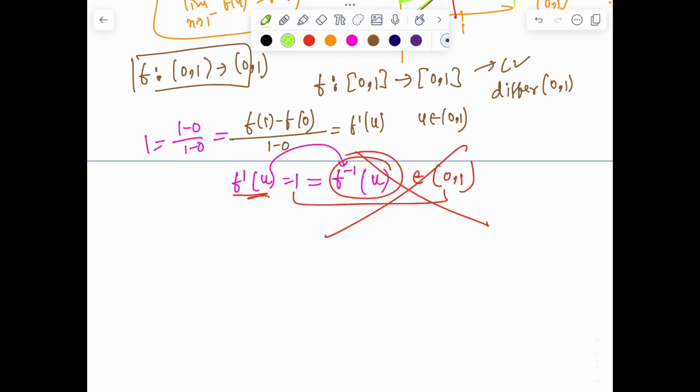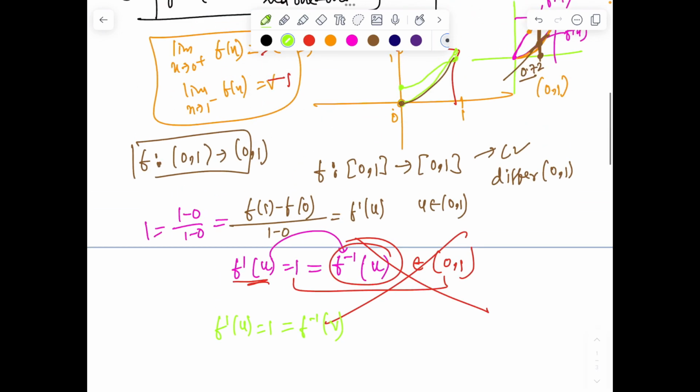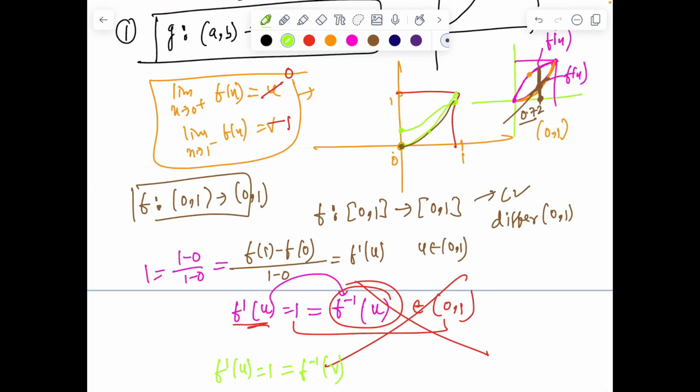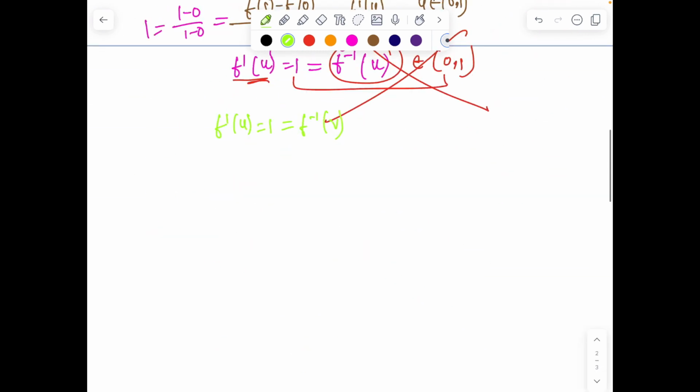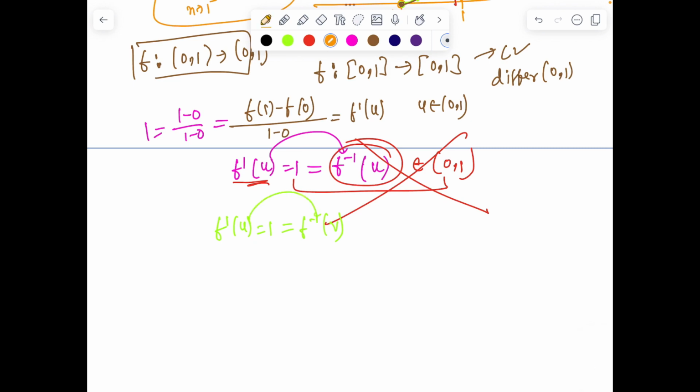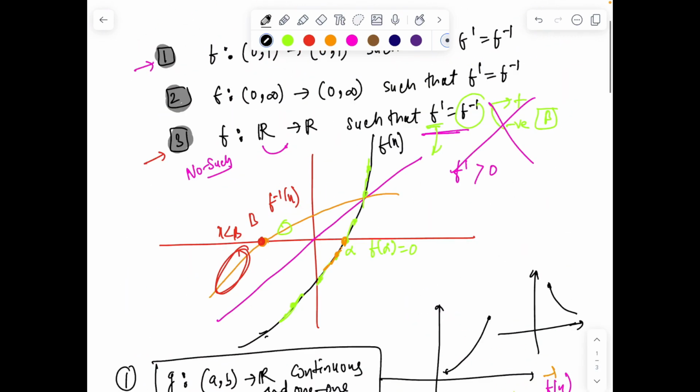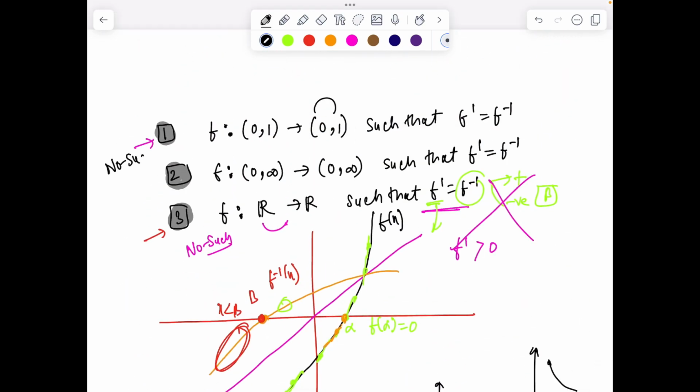Now some of you may ask, sir, how are you taking the same u? So let's say f dash u equals 1, even if f inverse is equal at some other point also, it cannot be equal, because the value will always lie between 0 and 1. So if the slope is 1, then there is incompatibility at least at one point. So that proves the result for part 1. Hence the answer is that no such function is possible.